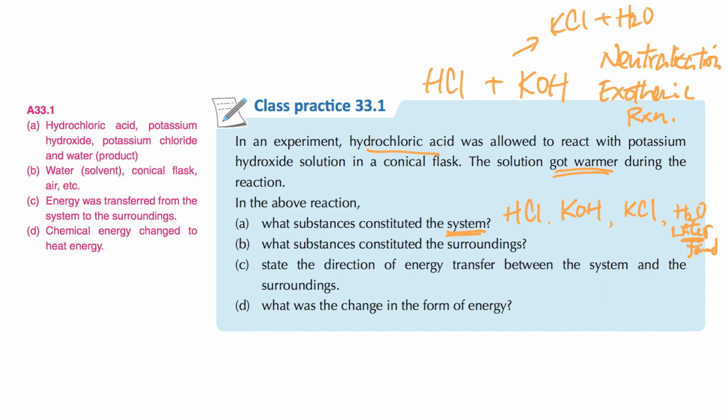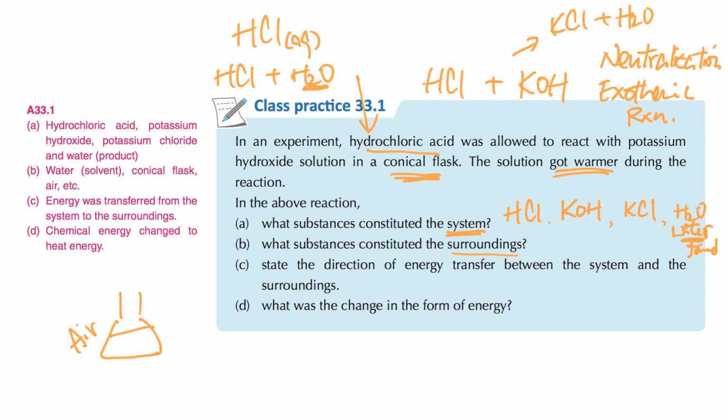Then what will be the surrounding? The surrounding includes the water which contains the HCl, because you know that this is HCl aqueous. That means you have HCl plus some water. So this water, strictly speaking, will be the surrounding. But other than that, because we put it in a conical flask, the conical flask will be the surrounding as well. And around the conical flask, you have air right there, so this will also be the surrounding.